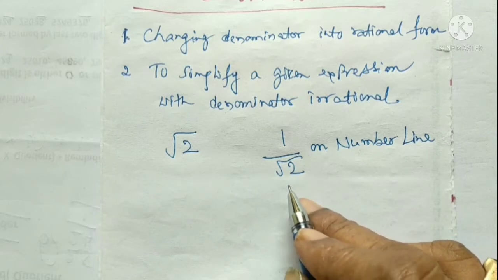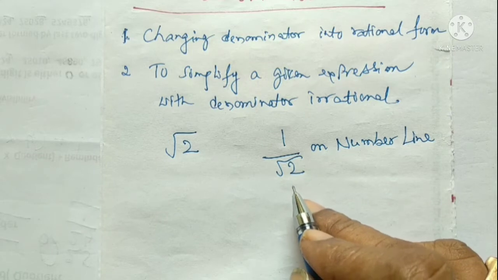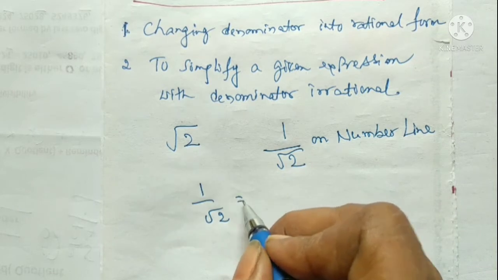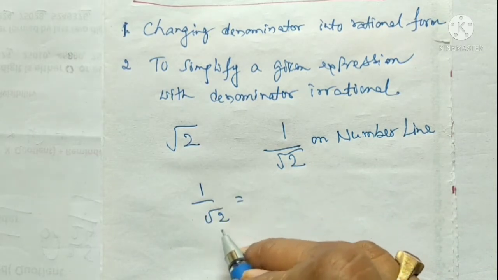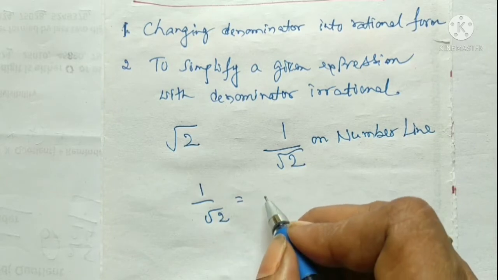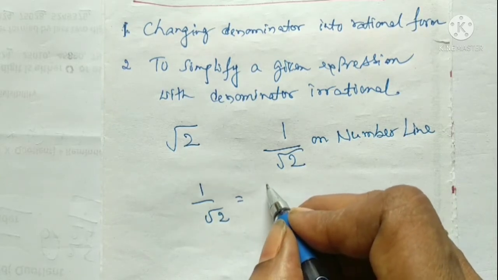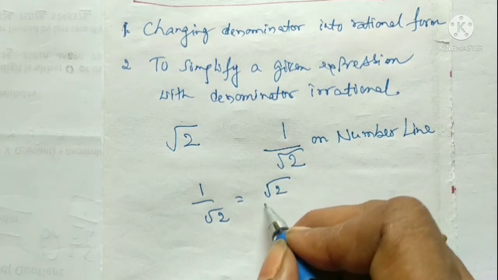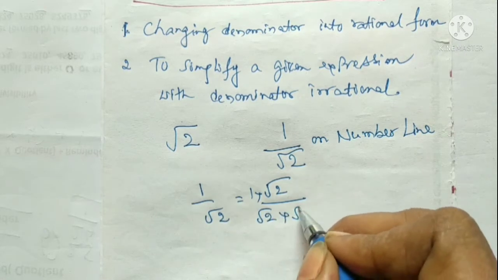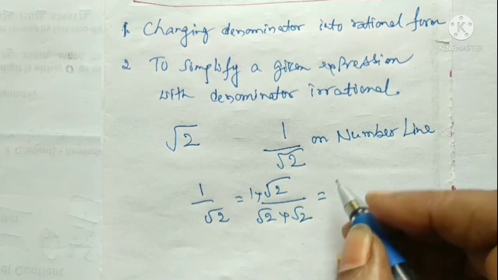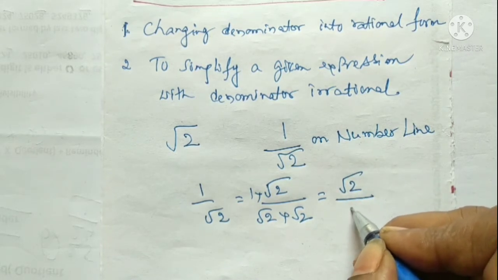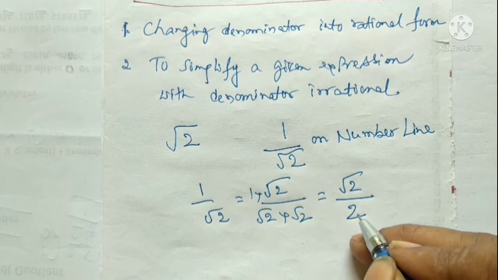That's why this is called rationalization of the denominator. So we know 1 by root 2, and if you want to remove this root 2, the irrational part, into a rational part, then what do we have to do? Both numerator and denominator are to be multiplied by root 2. Then the numerator will be root 2 and the denominator will be root 2 into root 2, which is 2.